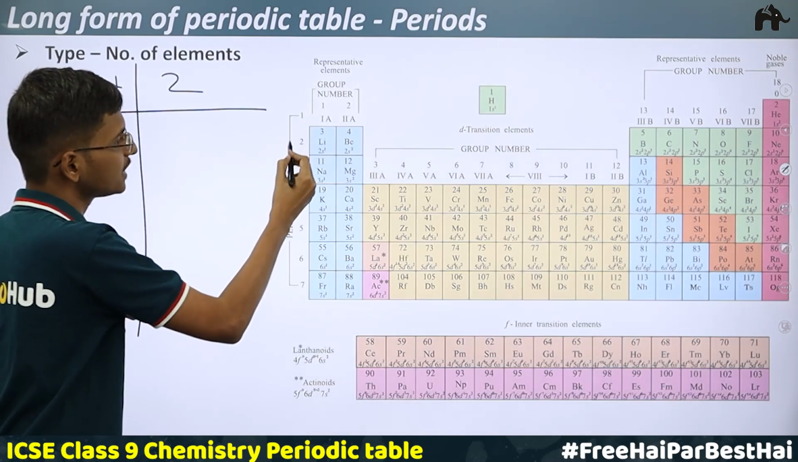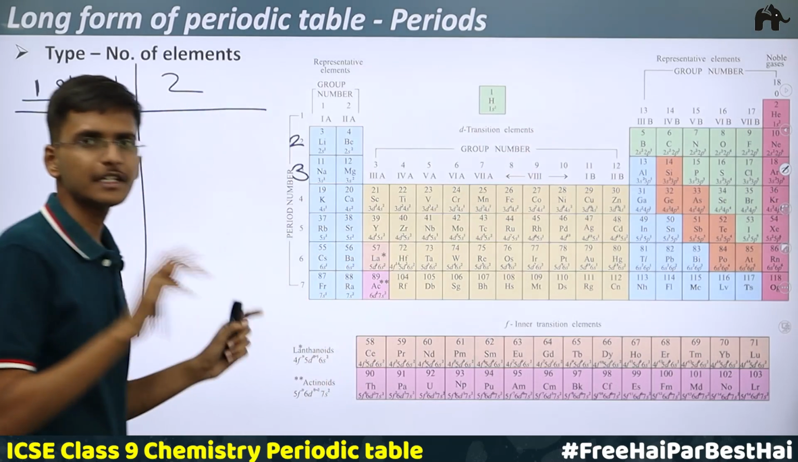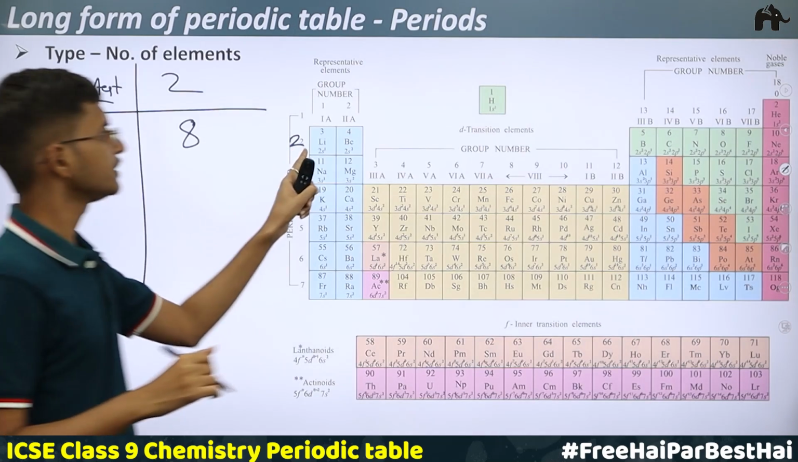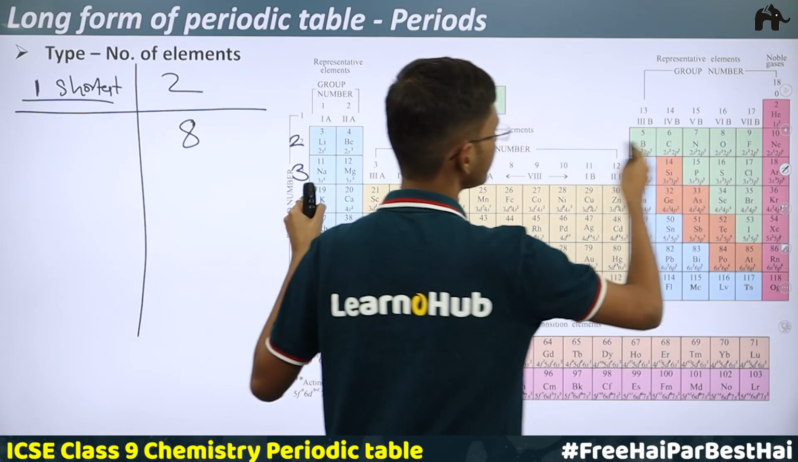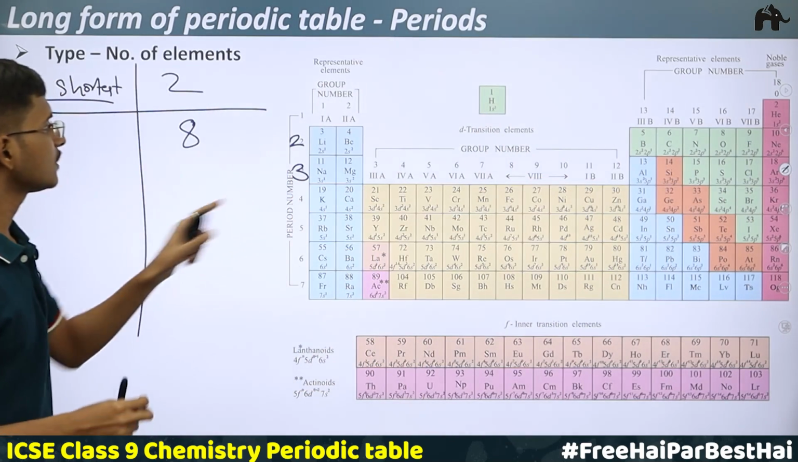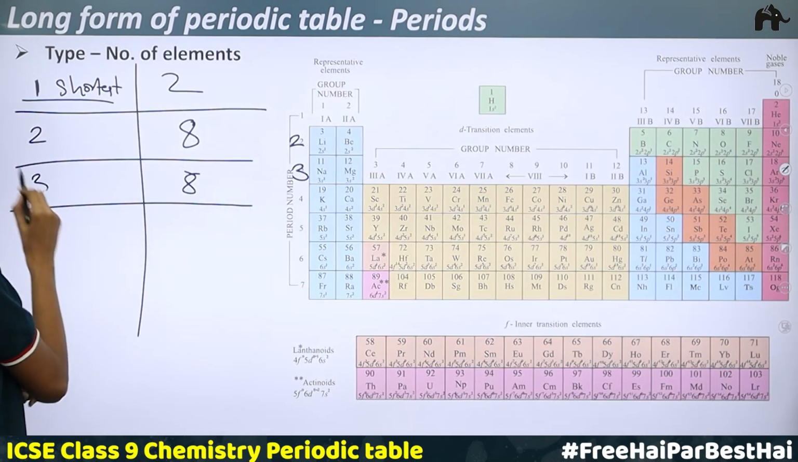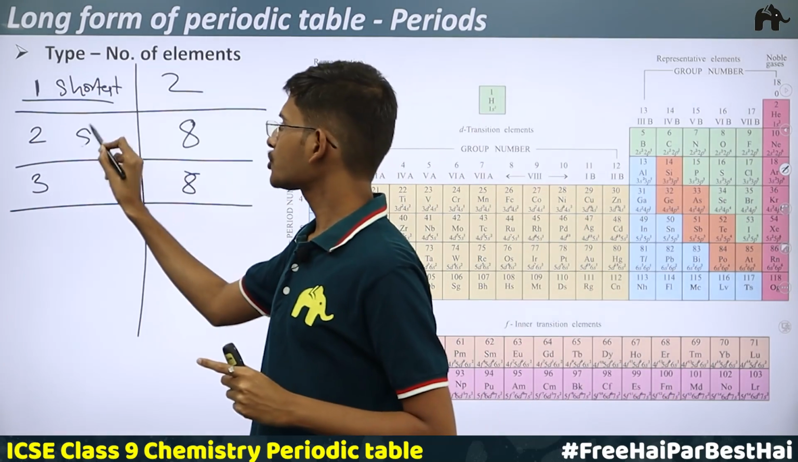Next, period number 2 and period number 3. These 2 periods have 8 elements each. You can count from lithium to beryllium, then boron, carbon, nitrogen, oxygen, fluorine, neon. There are 8 elements. 6 plus 2, 8. Similarly here also 2 plus 6, 8. So the second and third periods have 8 elements each. Now these 2 periods are called short periods.